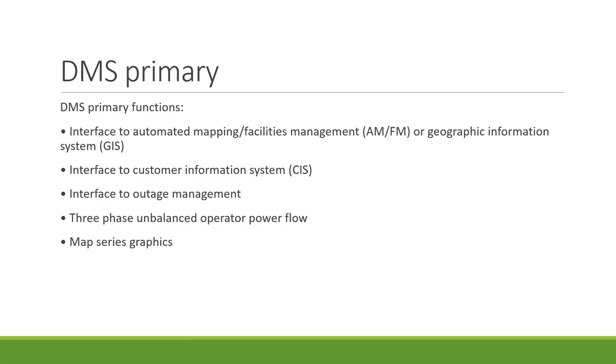The next one is the DMS. Its primary functions are going to include interface to automated mapping and facilities management, our geographic information system GIS, interface to customer information system, interface to outage management, three-phase unbalanced operator power flow, map series graphics. So basically when the demand side is coming, there will definitely be an interface with the customer or consumer, you can say. There will be basically management of outage, because you have to provide enhanced consumer satisfaction; customer satisfaction is required.